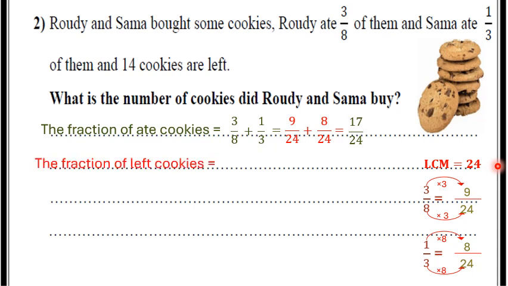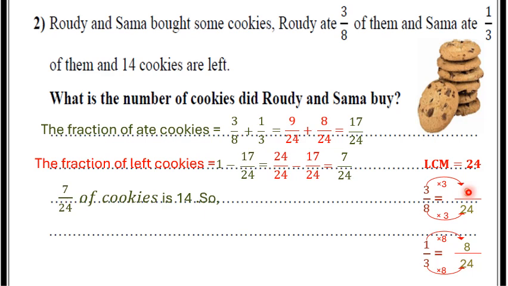So what is the fraction of left cookies? See here, the denominator is 24. So 1 minus 17 over 24, where 1 is a whole. I can cross out 1 and write 24 over 24 minus 17 over 24 to make them like fractions. 24 minus 17 equals 7 over 24. This is the fraction of left cookies.